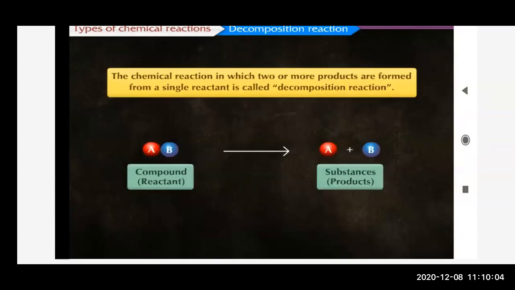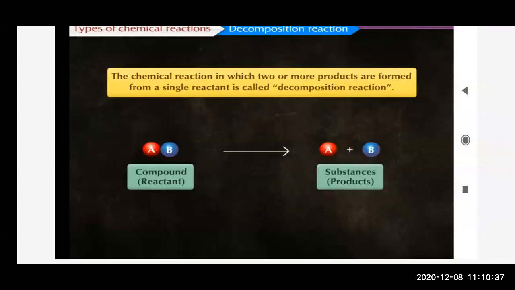So it is just the opposite of the combination reaction. In combination reaction, what we have seen is the chemical reaction in which a single product is formed from two or more reactants combined together, and that is called combination reaction. And decomposition reaction is the chemical reaction in which two or more products are formed from a single reactant.